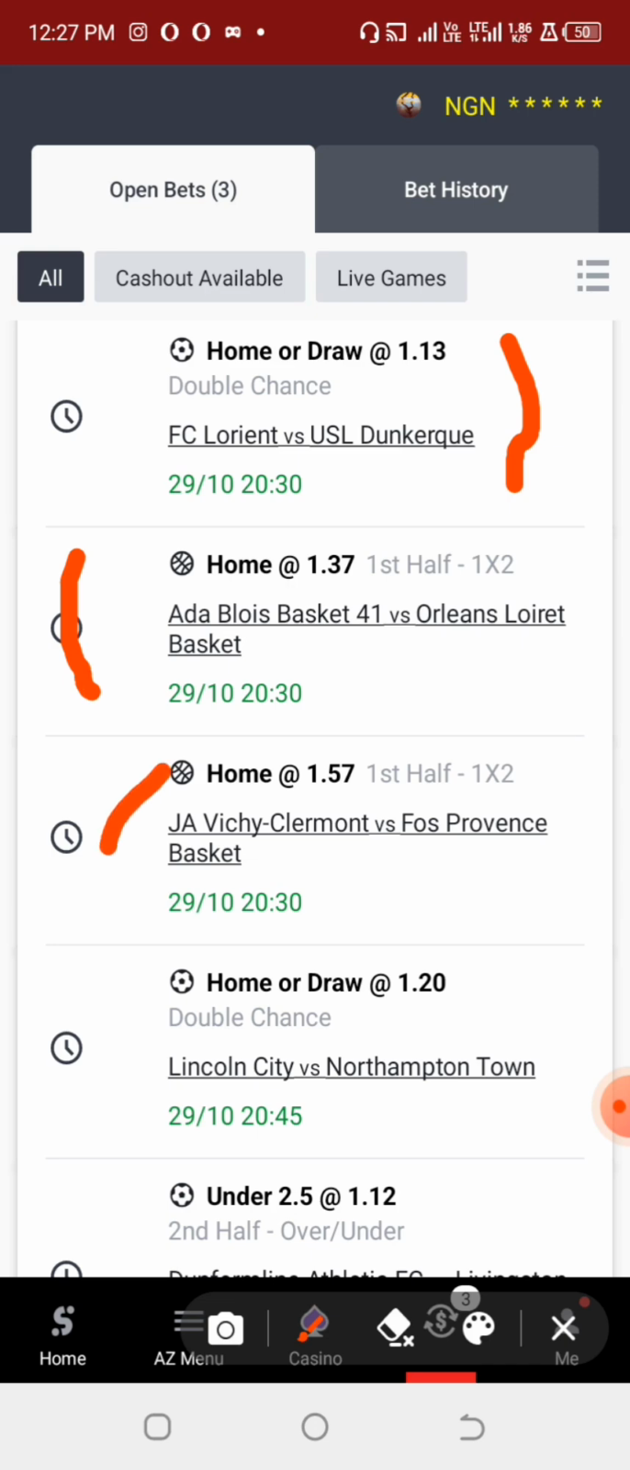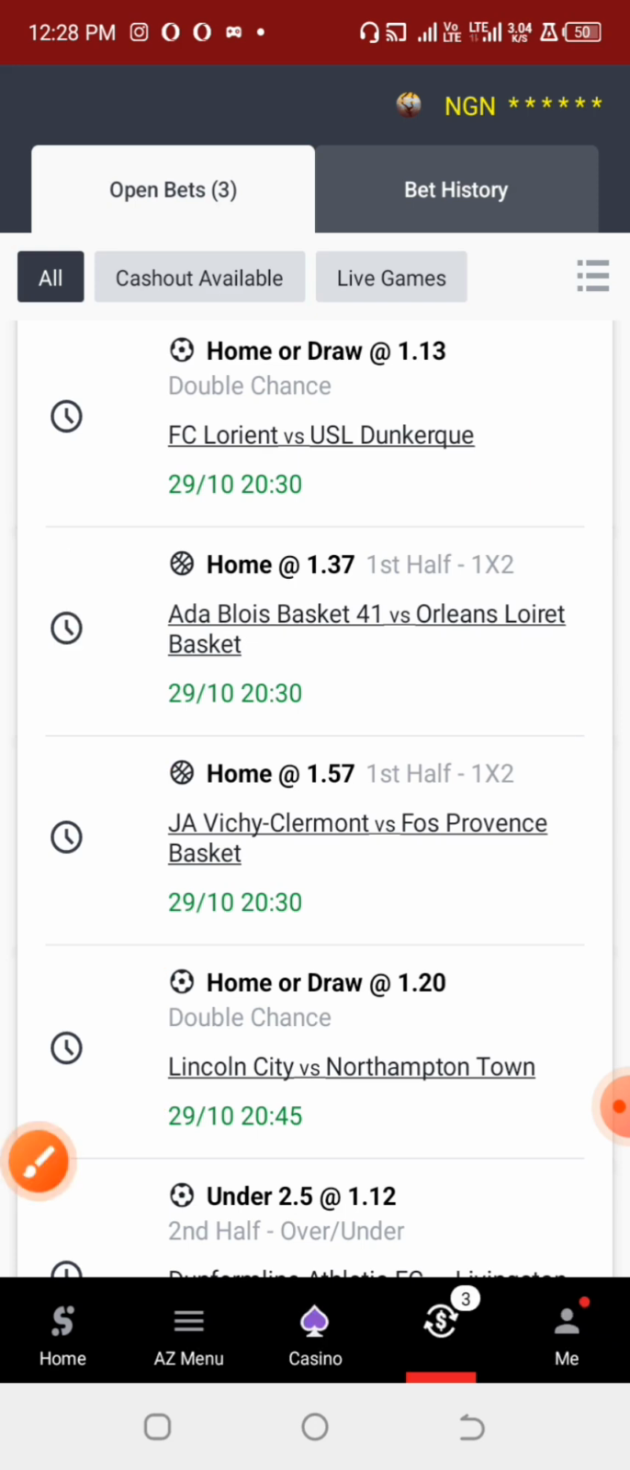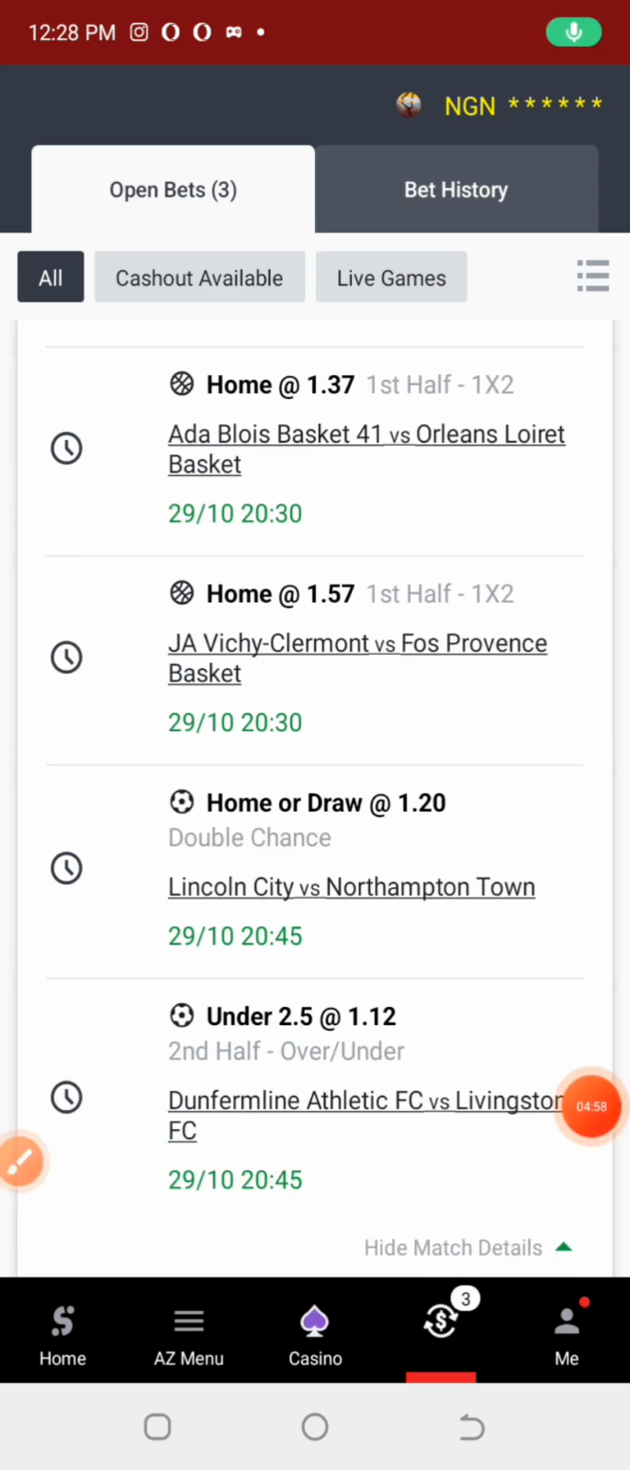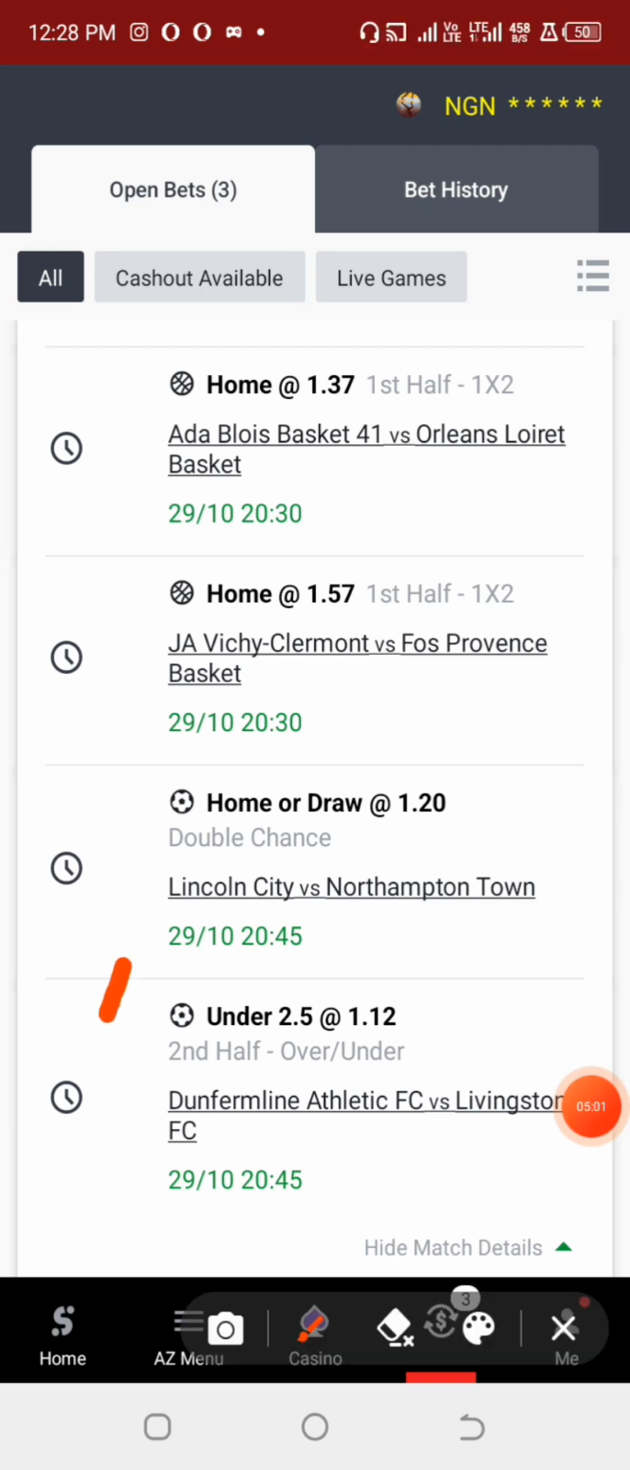So the next game is a basketball game under the France. I predicted the home team first half win, and also the next game is under the England League. The prediction is home team to win this particular game or draw. And the last game here is under the Scotland League, and in case you guys want to predict it, I predicted it as the second half under 2.5 goals based on the stats that I just evaluated.